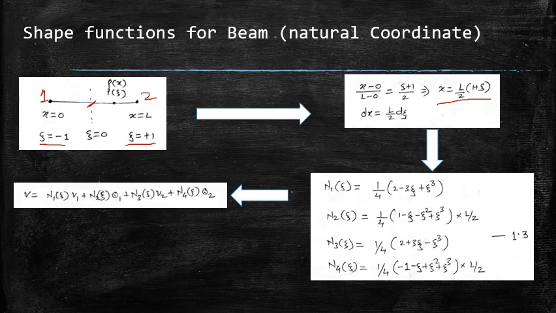Now, since shape functions were expressed as function of x and we have found out a relation between x and zeta, the shape functions N1, N2, N3 are rewritten in terms of zeta. So these are the shape functions N1 of zeta, N2 of zeta, N3 of zeta, and N4 of zeta. Right now they are written in terms of zeta. So again I can write v is equal to N1 of zeta into v1 plus N2 of zeta into theta 1 plus N3 of zeta into v2 plus N4 of zeta into theta 2.